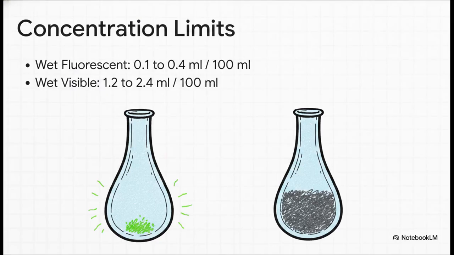Make sure you highlight these next metrics in your study notes because they show up constantly on tests. When you're checking your bath concentration using a pear-shaped centrifuge settling tube, wet fluorescent particles require a settling volume of 0.1 to 0.4 milliliters per 100 milliliters of vehicle. But wet visible particles require a significantly heavier concentration, 1.2 to 2.4 milliliters per 100 milliliters. That is a massive difference, so keep those specific ranges firmly tied to their respective methods in your head.